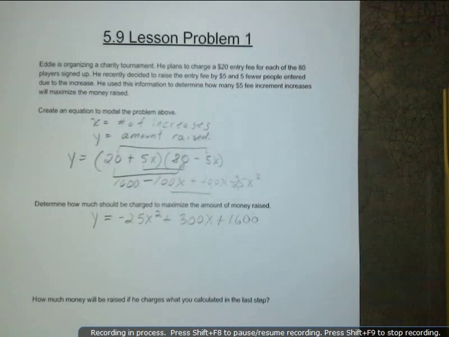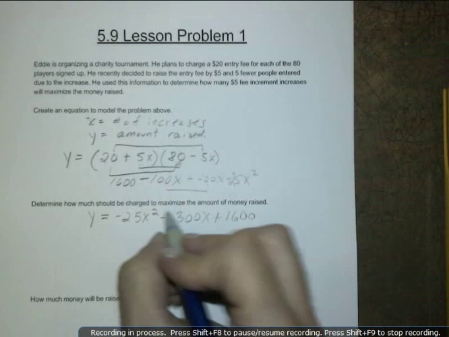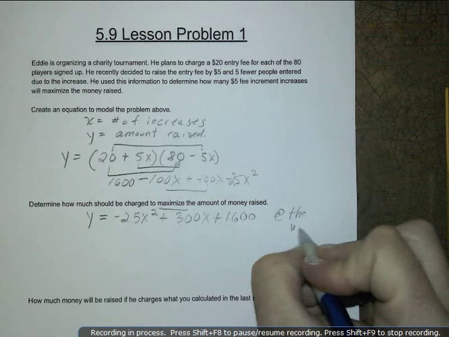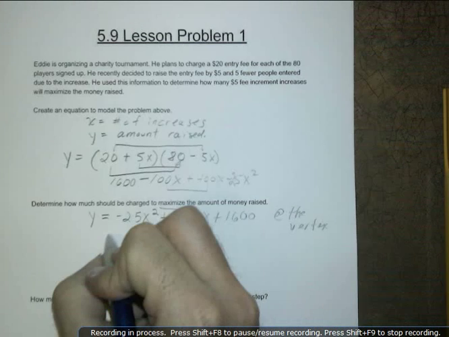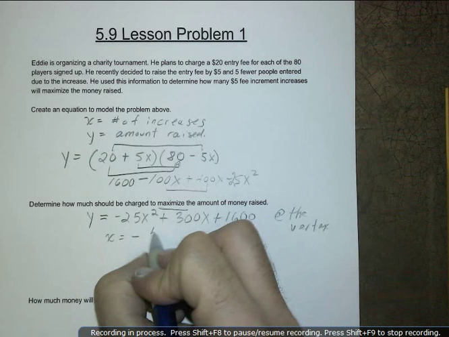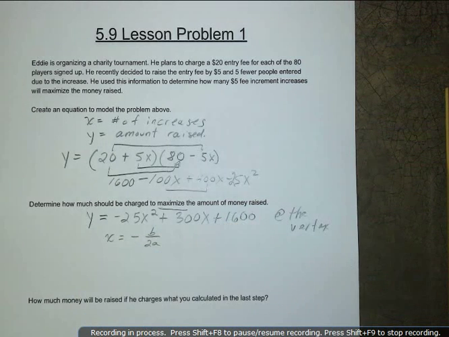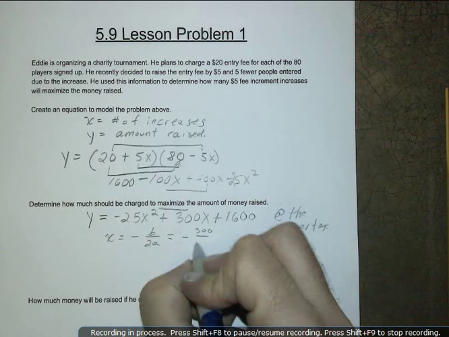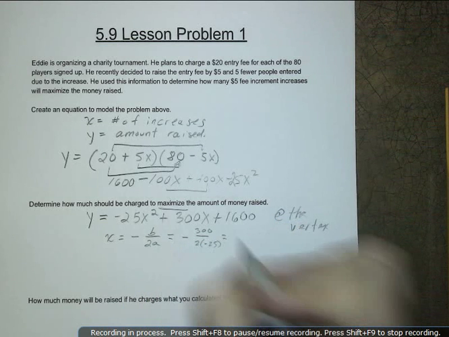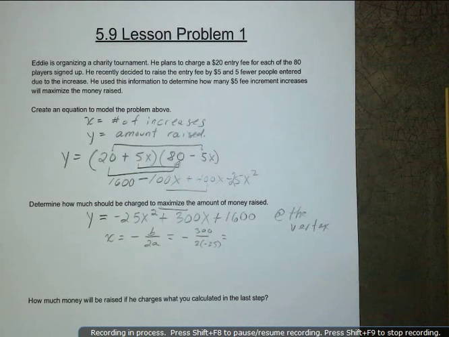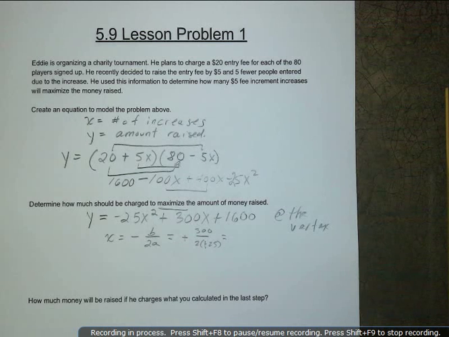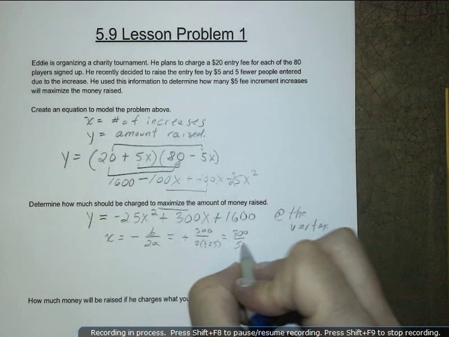Okay, so now the maximum is going to be at the vertex. Got to remember this little formula. The x value of the vertex is negative b over 2a. So I'm going to plug in my numbers. So the opposite of 300 over 2 times negative 25. So 2 times negative 25 is negative 50, but the opposite of a negative is positive, so that's really 300 divided by 50, which is 6.